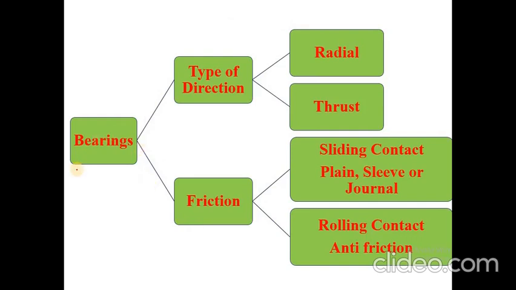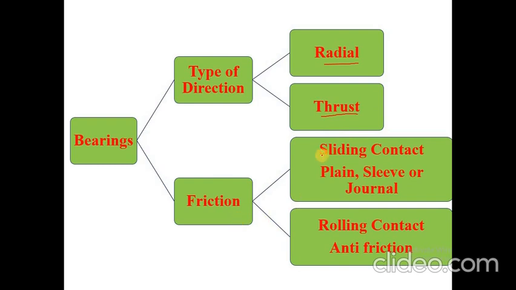So we'll talk about the classification of bearings. Now there are two parts. First is classification based on the direction of forces acting on the bearing, and the second one is based on friction. So in the first, based on the direction of the force, it is radial and thrust: radial bearing and thrust bearing.